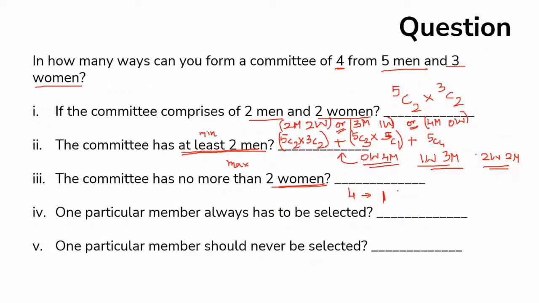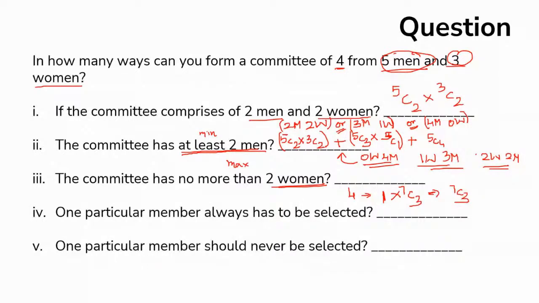Out of the remaining, 5 men and 3 women are there. Totally 8 members should have been there initially, but one member is already selected, so the remaining will be only 7 members. Out of them, I have to select 3. So it is 7C3. So it is 1 into 7C3 is your answer. The answer is nothing but 7C3. If you calculate the value, you will get it.